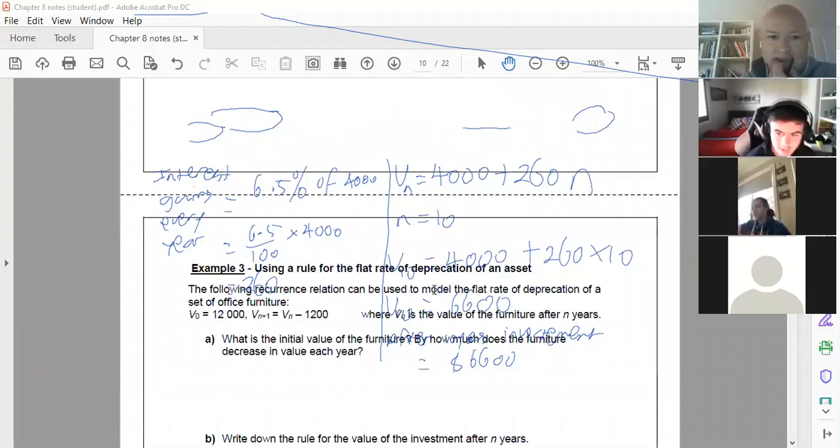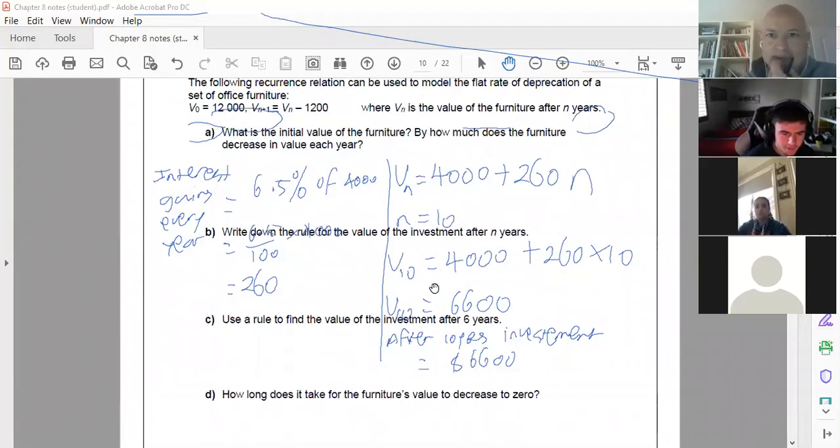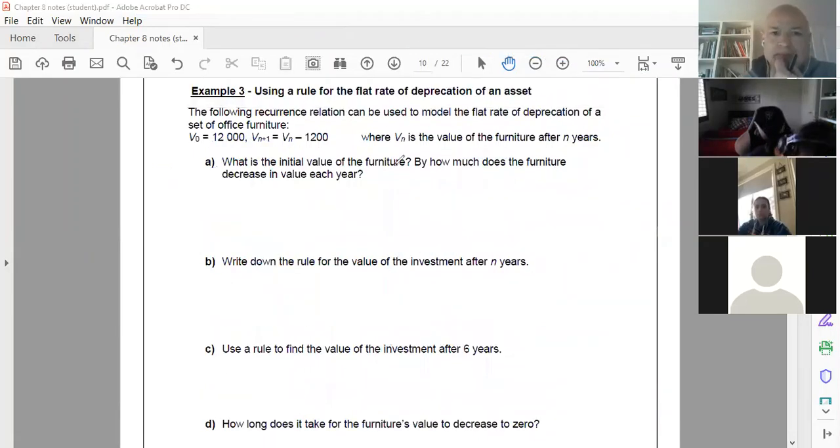I'll scroll later. Okay, example 3. It says using a rule for the flat rate of depreciation of an asset. The following recurrence relation can be used to model the flat rate depreciation of a set of office furniture, where V of n is the value of the furniture after n years. Okay, part A, what's the initial value of the furniture?